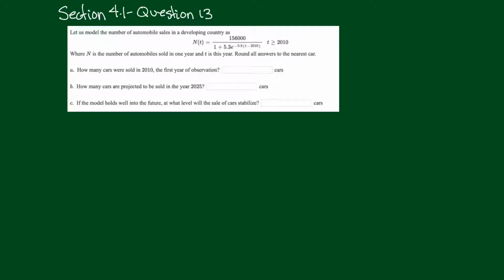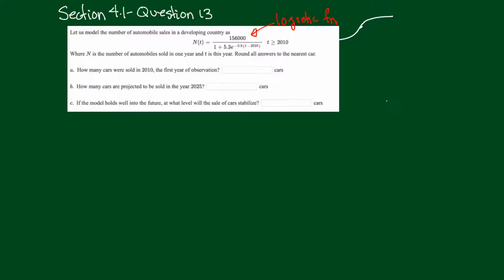This is the last problem in this set, and this function here is an example of what is called a logistic function. Now, logistic functions, when you look at those graphs, have this kind of shape here. It increases and hits a point of inflection right here, and then it still increases but at a decreasing rate. So in this problem, this function is going to model the number of automobile sales in a developing country where t is greater than 2010.